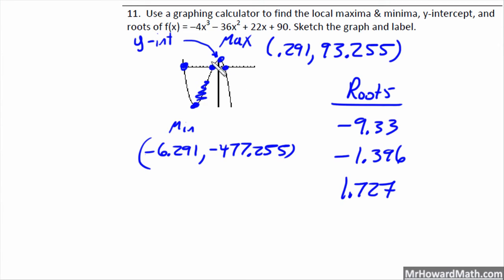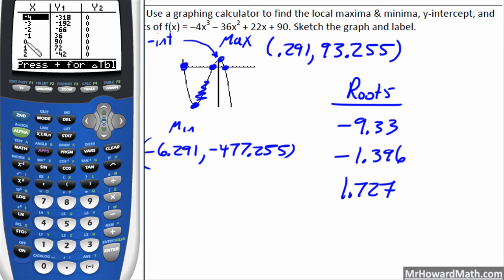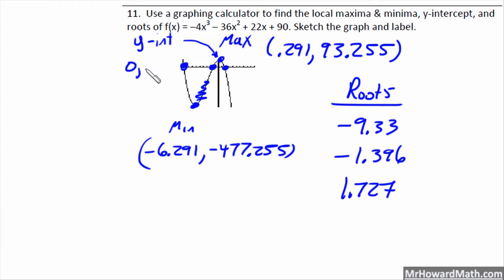All right, now for the y-intercept, that's the last thing that we need. So the y-intercept, we can just simply go in the table and look where x is 0 when y is 90. So that means that the y-intercept is (0, 90). So that answers all of the questions for problem 11, and we'll use this information in the remaining problems 12 through 15 on the review.